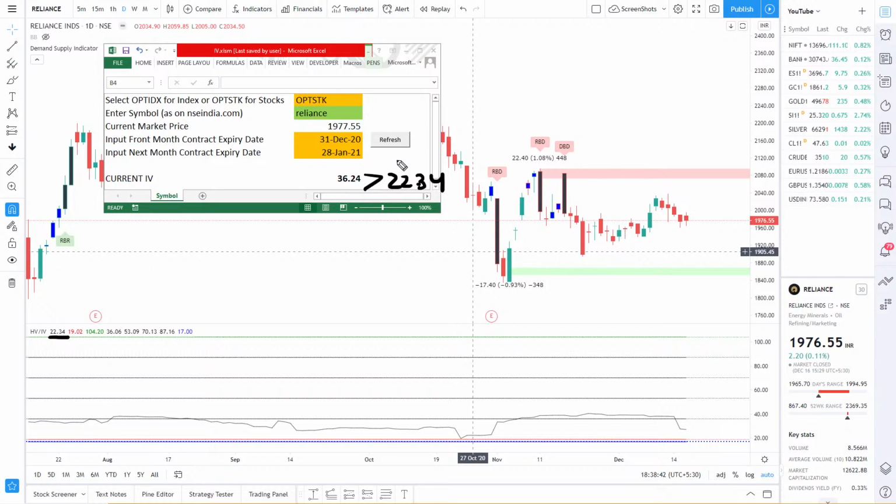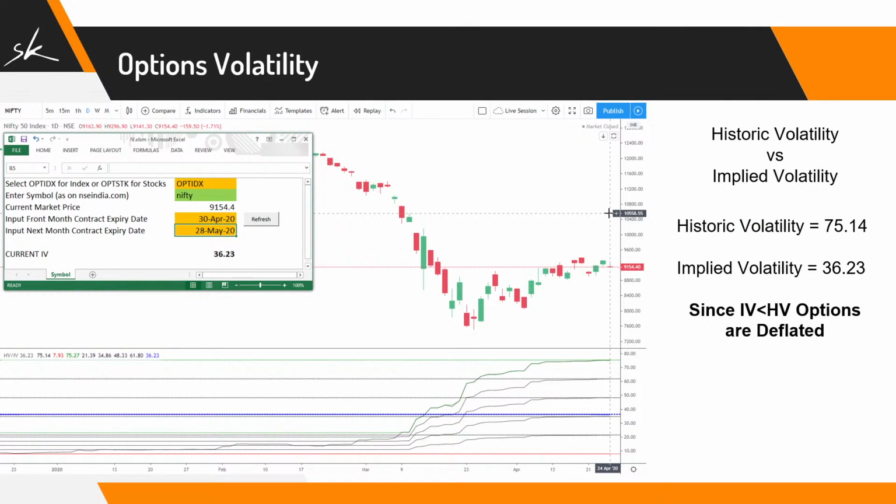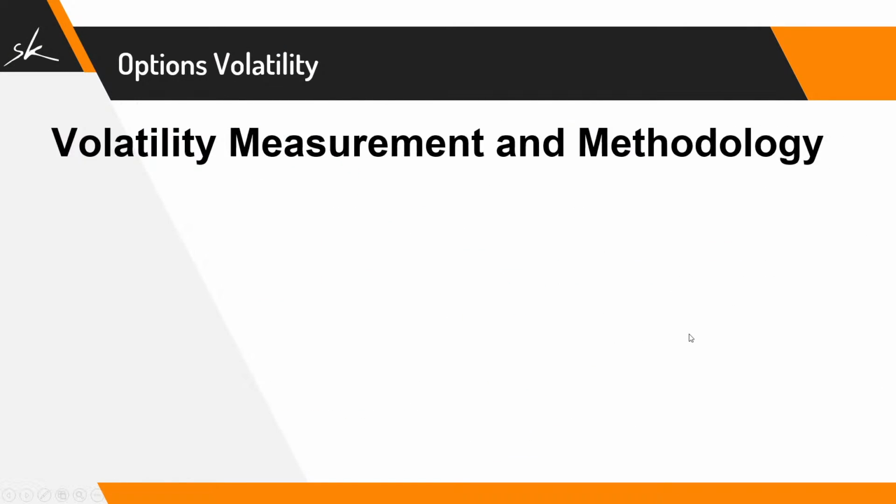But again, this is not a very fine-tuned way, though still much better versus India VIX. Why is it not a very fine-tuned way? Because if you think about it, let me first go to the next slide and then we'll talk about it. Let me just bring up that slide. Right, so now volatility measurement and methodology, that is what we'll be understanding.